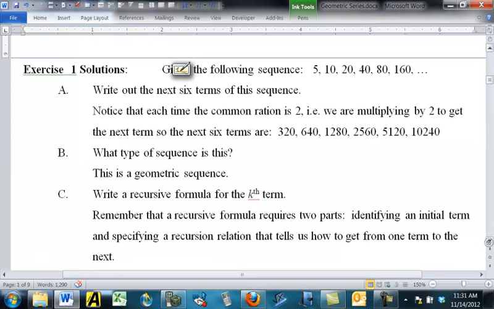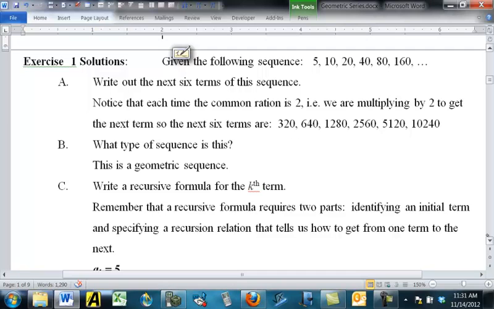So here are the solutions. Notice that each time we're multiplying by 2 to get the next term. So this is a geometric sequence. The common ratio is 2. And so the next 6 terms, we just multiply by 2. 160 times 2 is 320, times 2 is 640, and so forth.